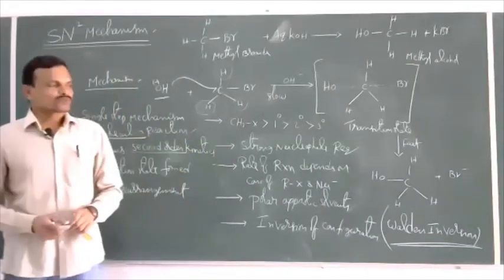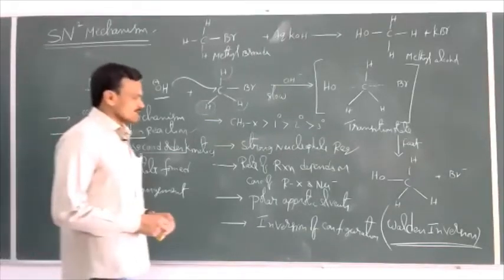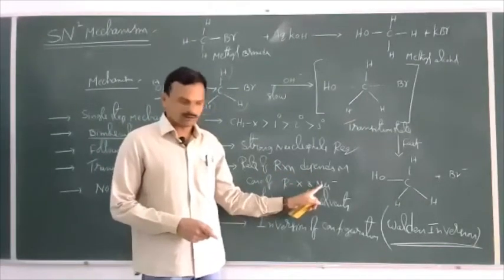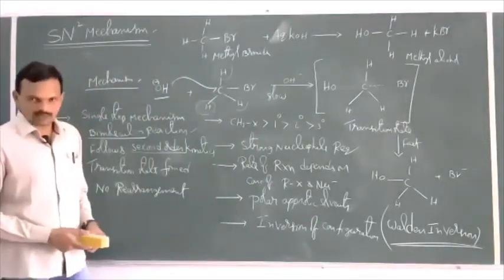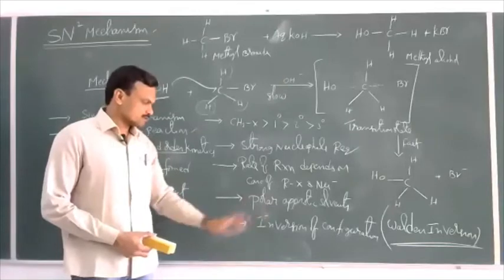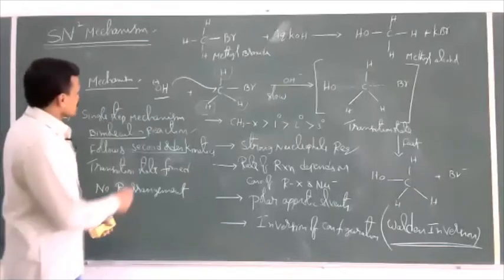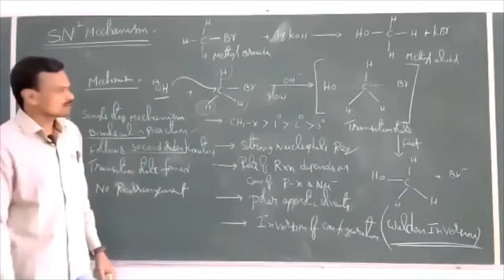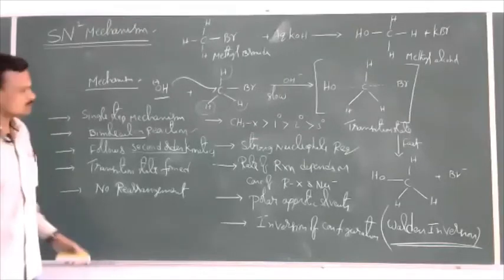In SN1, rate of reaction depends on concentration of haloalkane only, whereas in SN2, rate depends on haloalkane as well as the concentration of attacking nucleophile. SN1 reaction is favorable in polar protic solvents, whereas SN2 reaction is favorable in polar aprotic solvents. In SN1 mechanism, racemic mixture is formed, whereas in SN2 reaction, inversion of configuration takes place. Okay. So this is regarding a comparison of SN2 and SN1 mechanism.